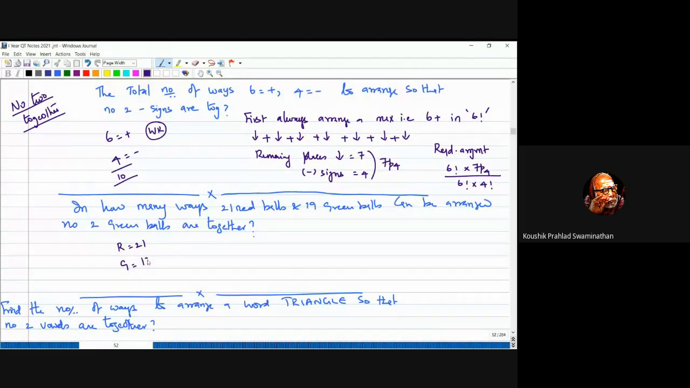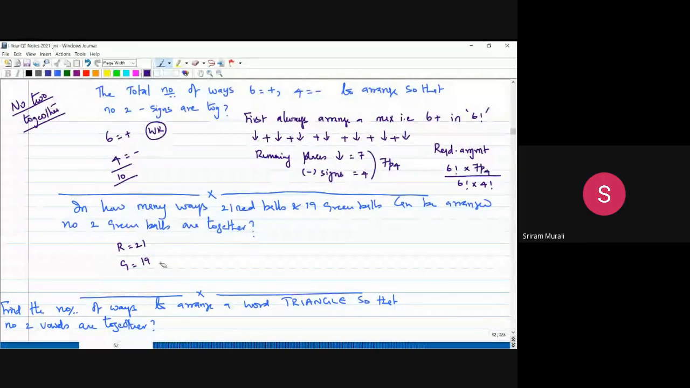Sir, in this kind of no-two-together problem, will the condition always be on the minimum? Yes, the condition will not come on the maximum. If you write a condition on the maximum, can you arrange such a thing? It is a place constraint. There is no such arrangement that can come because they will be together. If you give a condition on the maximum, the arrangement cannot be done.